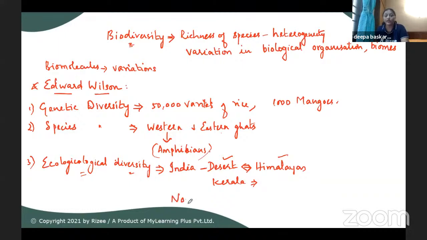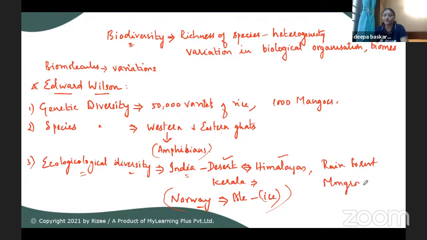But if you compare India with Norway, what will be the ecology in Norway? It is in the pole, so totally it is filled with ice. We cannot expect diversity in Norway. But in India, we have rain forests, deserts, mangroves. This diversity is not possible in all countries, but especially some parts of the world have ecological diversity. Based on that, different types of diversity happen based on the latitudes.